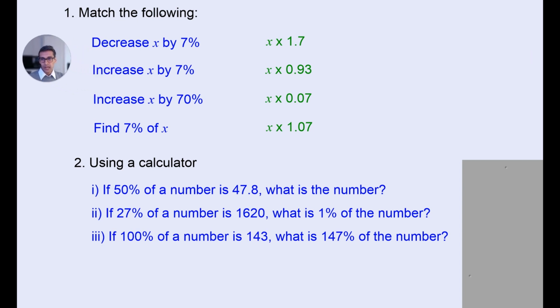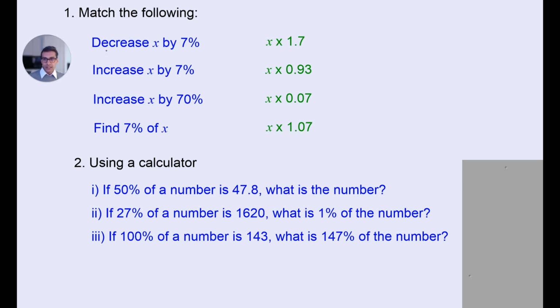What I want you to do is match these statements here with these multiplications, and then using a calculator work out the answers to question 2. Pause the video and have a go. Okay, I'm going to go through these now.